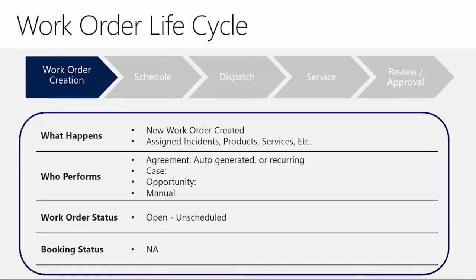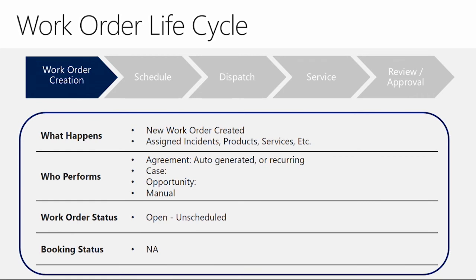And so when a work order is created, there's a couple of different ways that could happen from an application standpoint. But once somebody goes in and creates a work order, it will automatically associate any incidents, products, or services that we may have defined based upon any incident types that we've associated with the work order itself.